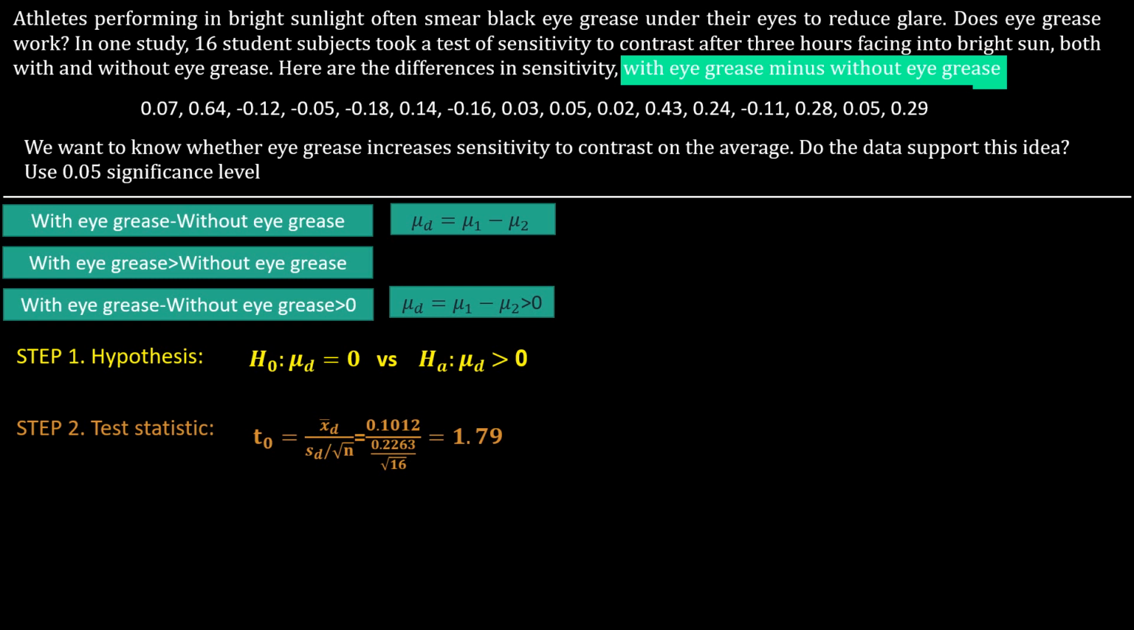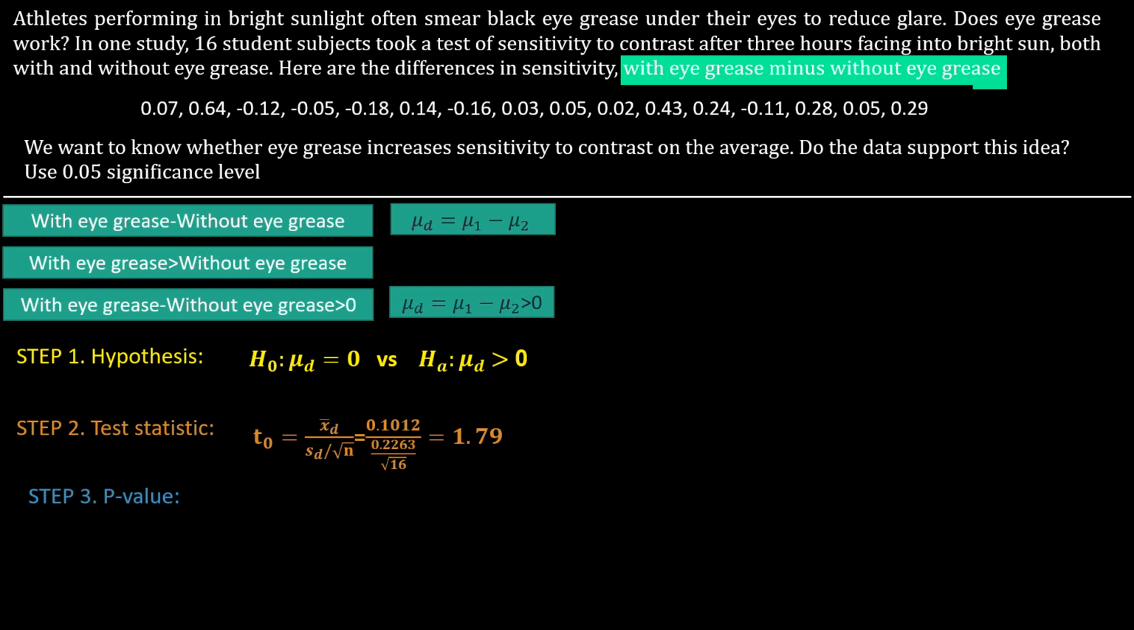So how do we find xd bar? We have a data set. So use the data set to find the xd bar. How do we find sd? Use the same data set to find the sd. And then square root of n. The result equals 1.79. Therefore, the test statistic is 1.79.